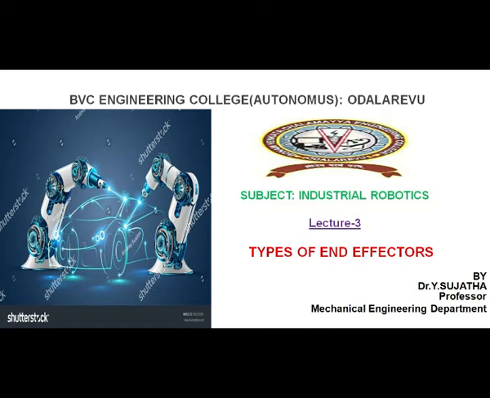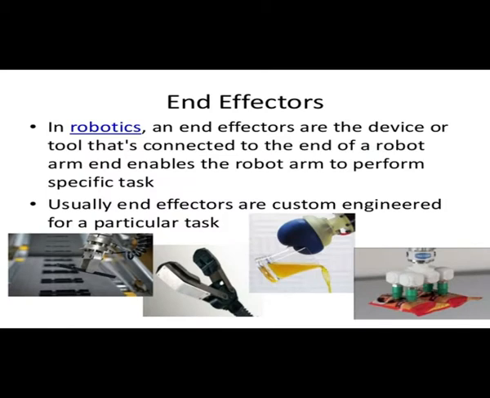In the previous lecture, we discussed what a manipulator is, along with its advantages and disadvantages. In this lecture, we discuss the types of end effectors. First, we need to know what an end effector is and what its need is. End effectors are devices or tools that are connected to the end of a robot arm.